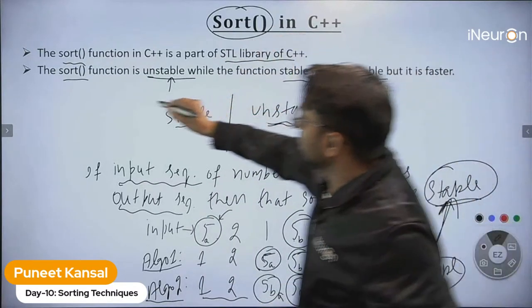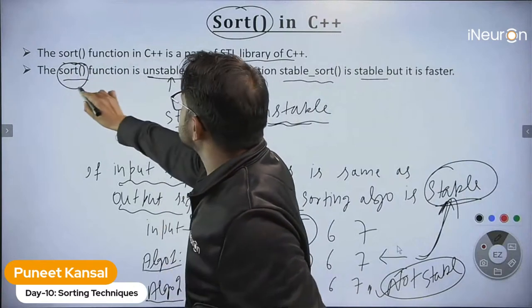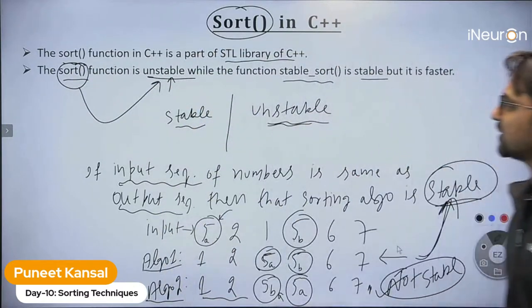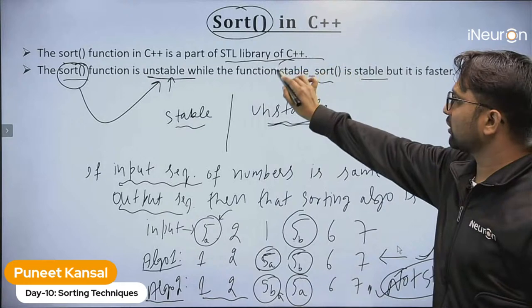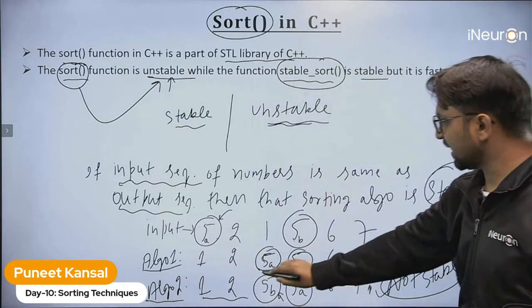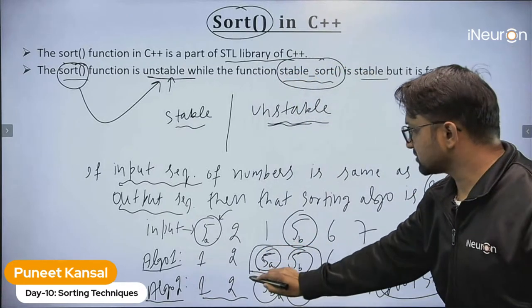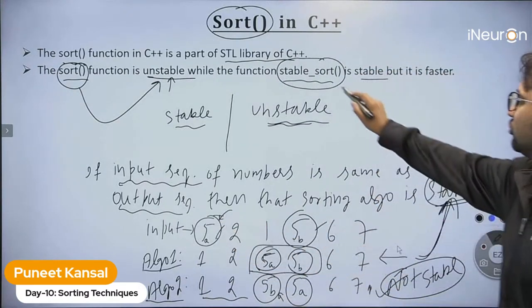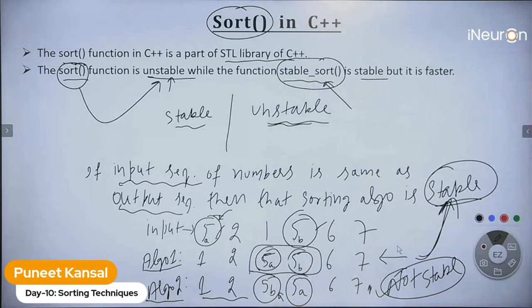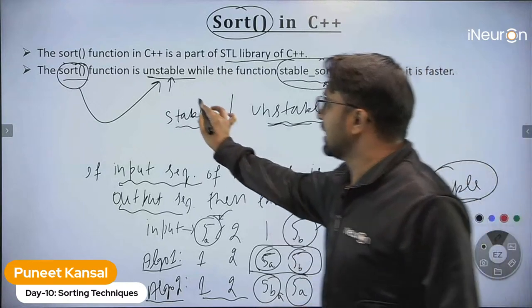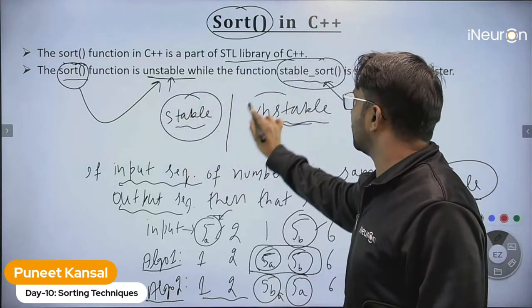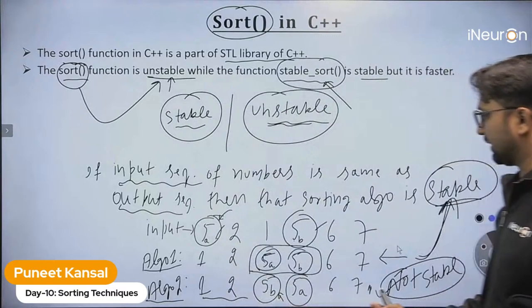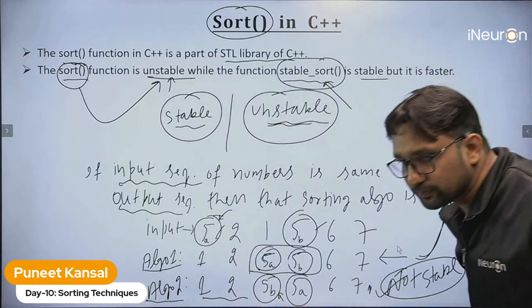This is telling that the inbuilt sort function is unstable. But if you want to use a stable sorting algorithm, if you want the same sequence in the output as was in the input, then you can use the inbuilt function stable_sort. So I hope with the help of this I told you what you mean by stable sort and what you mean by unstable sort. This is the only thing I tell you.